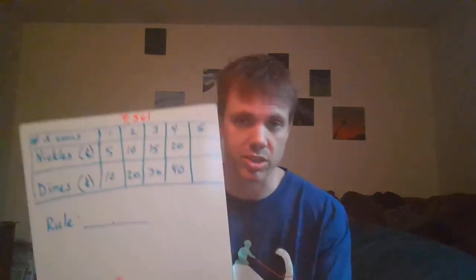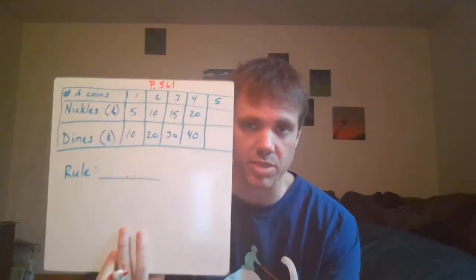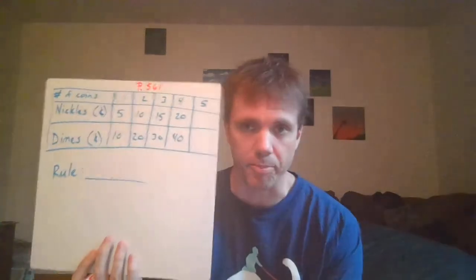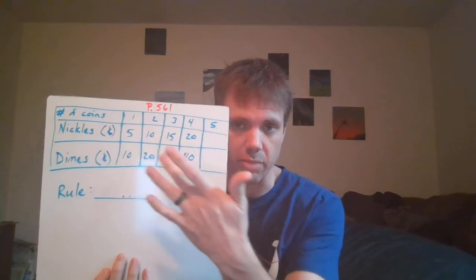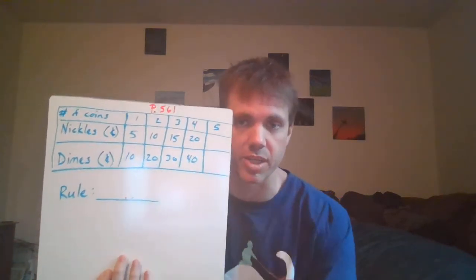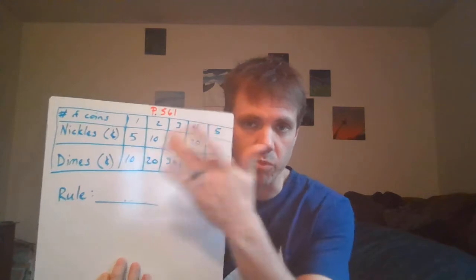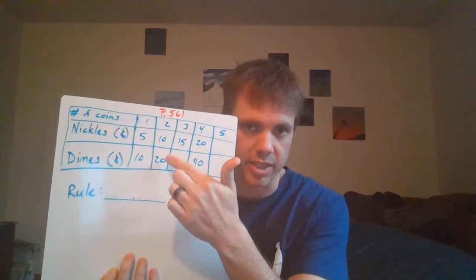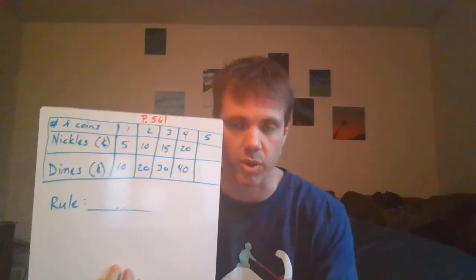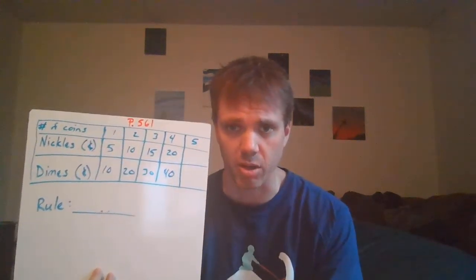Now, for this lesson, we are going to be looking at things a little more like ordered pairs almost. So here's a problem. This is number 1 from page 561. You've got dimes and nickels, and it's basically saying, for the number of coins that you have, here's the value of it in terms of cents. If you have 1 nickel, it's 5 cents. If you have 1 dime, it's 10 cents. 2 nickels is 10 cents. 2 dimes is 20 cents, so on and so forth. Really straightforward. You guys could, again, all kind of do this in your head.